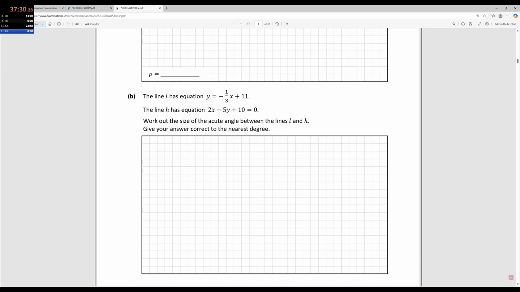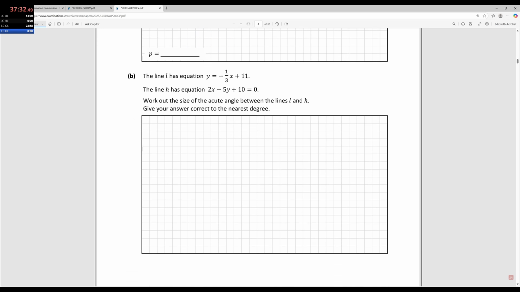The line has this equation. This line has this equation. Write the size of the acute angle between the two lines. My log tables, just to make sure I have the pluses. And it doesn't really matter, I suppose, if I've done it the right way around. So we're going to do... The slope of this is minus a third. The slope of this one is 2 over 5.